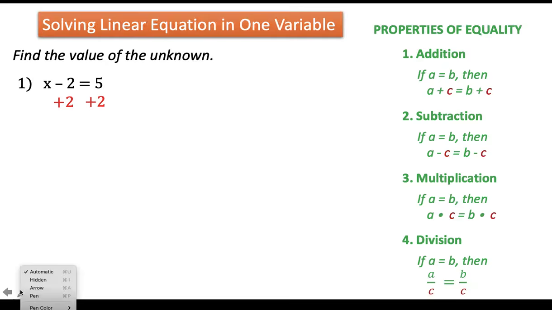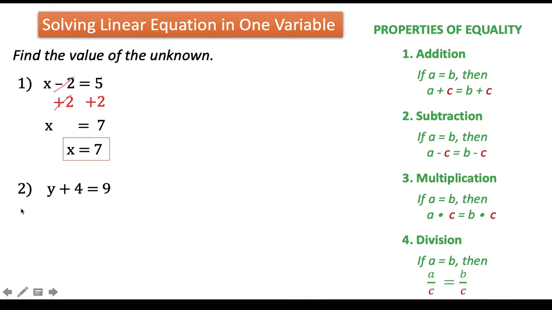So let's get started. Negative 2 plus 2 is 0. So it is now eliminated, and we are left with x. Then on the right side, 5 plus 2, and we got 7. And that is now our answer. x is equal to 7. Therefore, the value of the unknown variable x is 7.